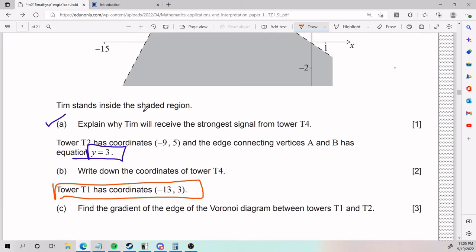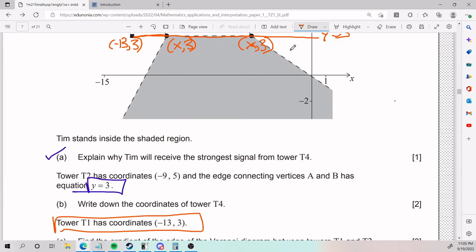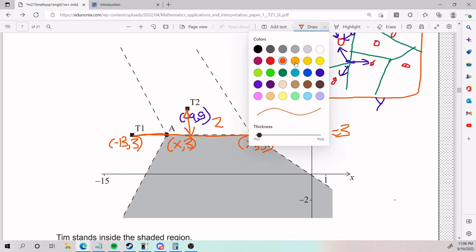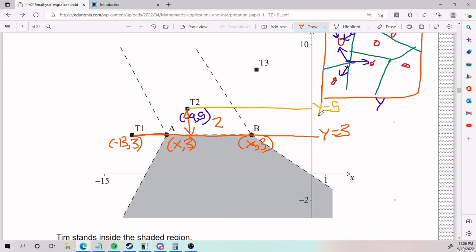All right, we need to write down the coordinates of T4. Now, anytime that the IB gives you information, you usually have to use it. ¿Cierto? They don't trick you with that kind of stuff. So we have to use the fact that T2 is at (-9, 5). We have to use the fact that here there is a distance of 2, ¿cierto? There is a distance of 2 because T2 is at y equals 5. And so this difference here is 2, which is the same 2 that I drew there. Hmm, interesting. And so T4 has to be at an equal distance from here to there. So we know for a fact that it's got a y value of 1. It's got a y value of 1 because this 3 here, I'm doing -2 again. And so T4 has to be somewhere at this height, ¿cierto?